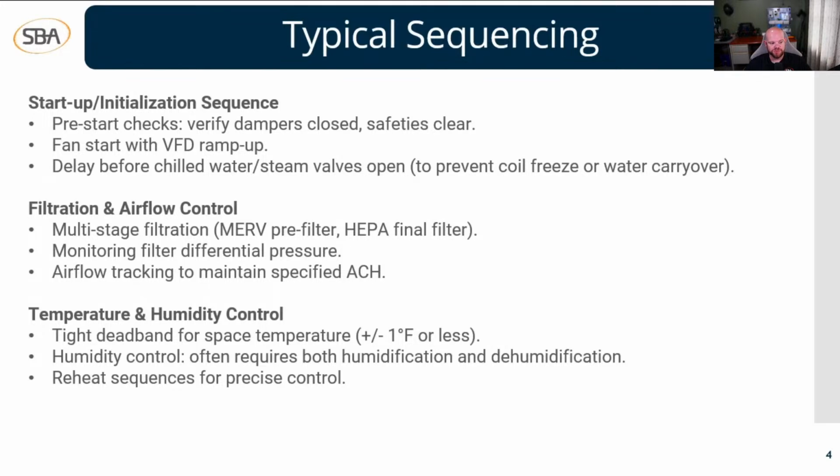Then the last thing here for temperature and humidity is the reheat sequences for precise control. So typically with these, we're going to be sending out a constant volume of air, usually to a VAV box. And we're going to be sending a constant volume of air from our air handler, and that could be 55 degrees, 50 degrees, whatever is required in that space. And then we just use a reheat to reheat the air before it goes into the space. That way we don't overcool the room. So that reheat sequence also needs to be gone through, make sure it's tight, make sure it works well so that you're not cooling the room off too much. Okay, so that's the first part of our typical sequencing.